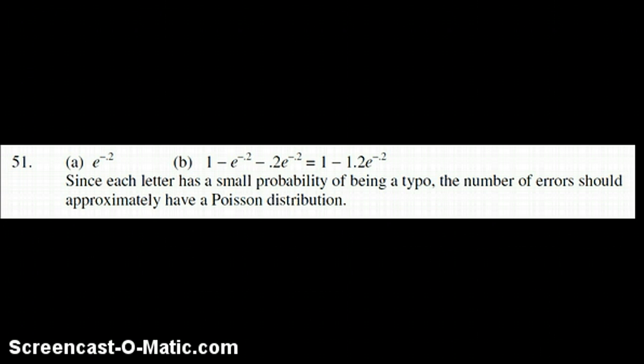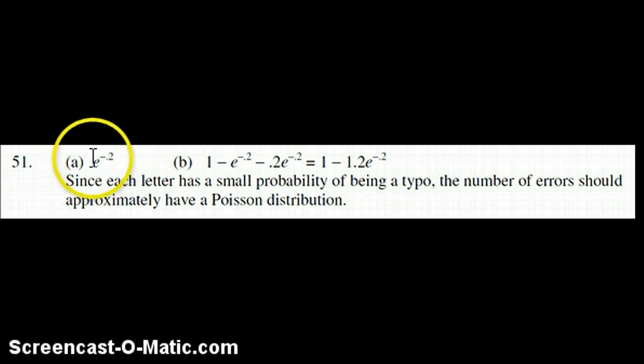And we also know that it's a small chance. So we're looking for things with a large sample size, large N, so in this case, a large number of letters or words per page, and a small probability of happening, a rare event. So in this case, p would certainly be small, since we only have 0.2 errors per page of entire text.